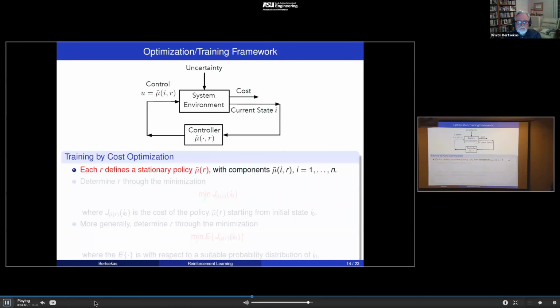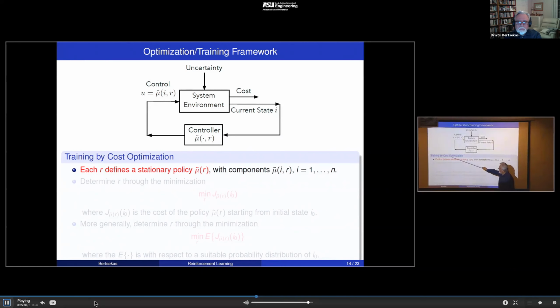The general training framework that we are considering is one whereby we have our system that involves some uncertainty, generates a state or a belief state, which is fed into a controller. The controller is parameterized with this r. For each r, there's a different controller, and this controller applies control, and there's cost generated. So this is the generic dynamic programming setting with approximation in policy space.